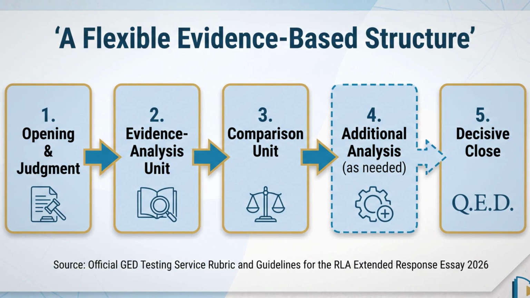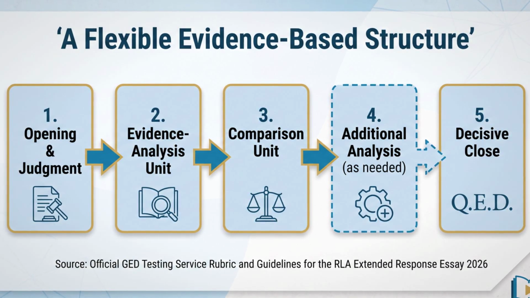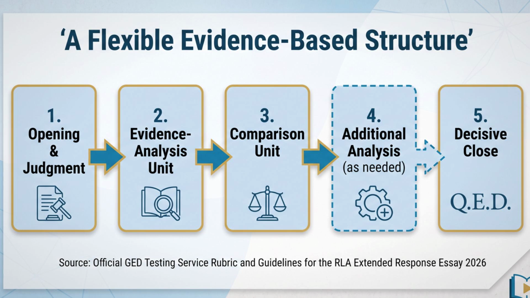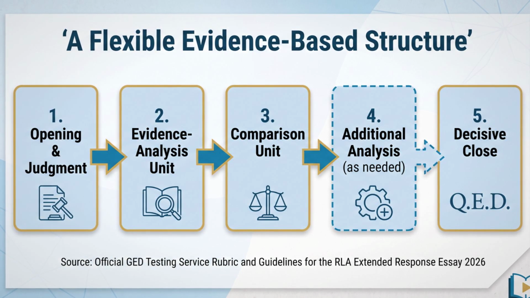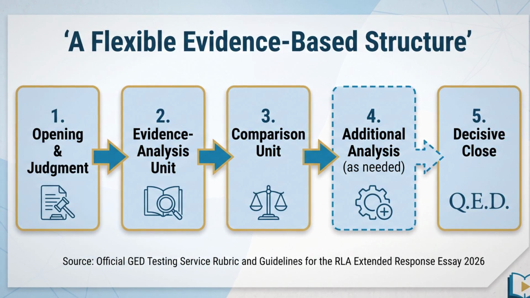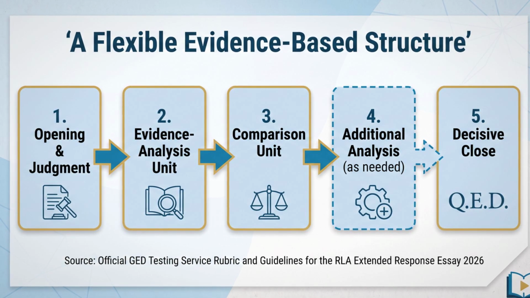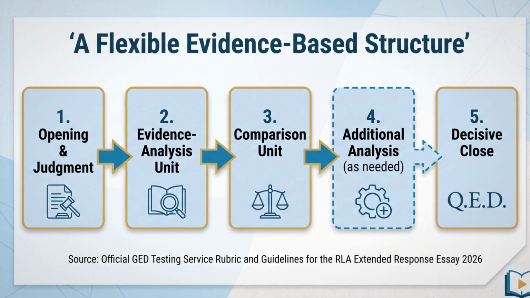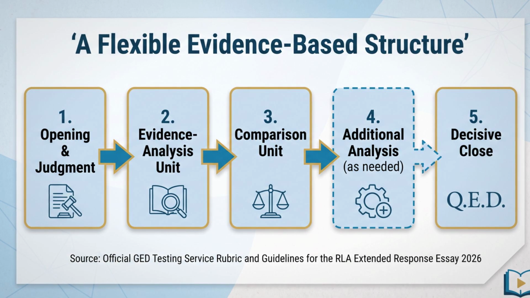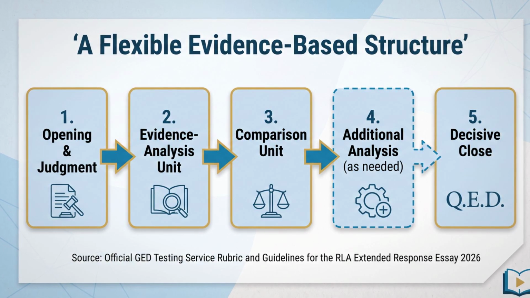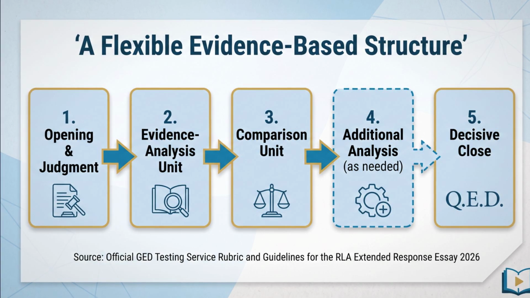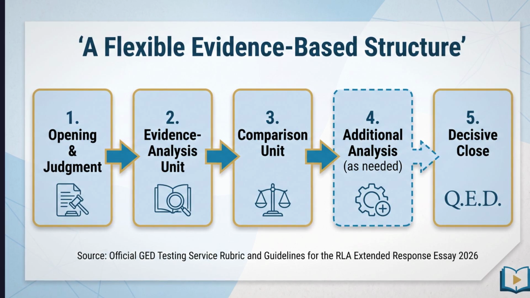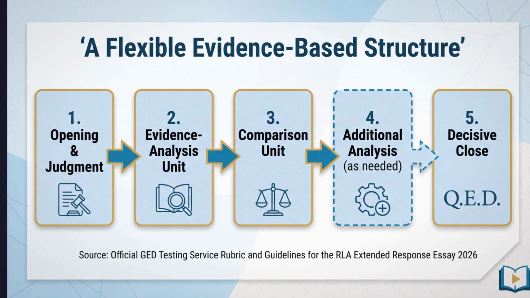Instead of forcing a rigid paragraph structure, organize your essay around the evidence. Start with an opening that states your judgment, which position is better supported and why. Then, dedicate units to analyzing the evidence. Present a detail from the stronger text and explain why it's convincing. Follow with a comparison unit, explaining why the other text's evidence is weaker. Add more analysis if needed, and end with a decisive close. This flexible, evidence-based framework helps you build a strong, focused argument.